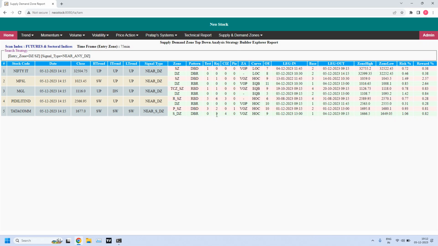So always remember, rejections indicate some test in the lower time frames. Maybe because this is 75 minutes, maybe at 15 minutes or 5 minutes, you may find a test. So that's why you need to look for a fresh zone in the lower time frames. So you have to find one fresh 15-minute zone or a deep entry. So let's go back.